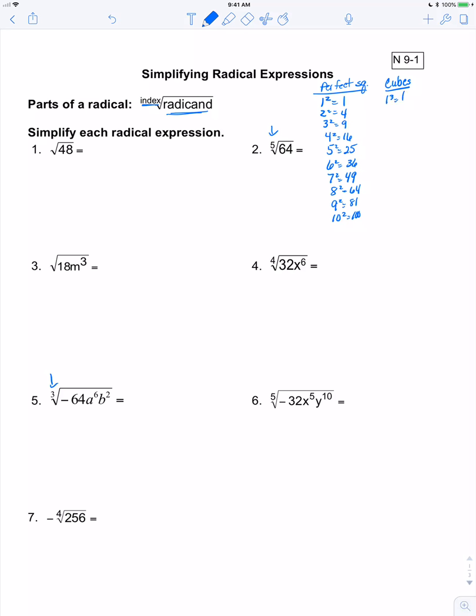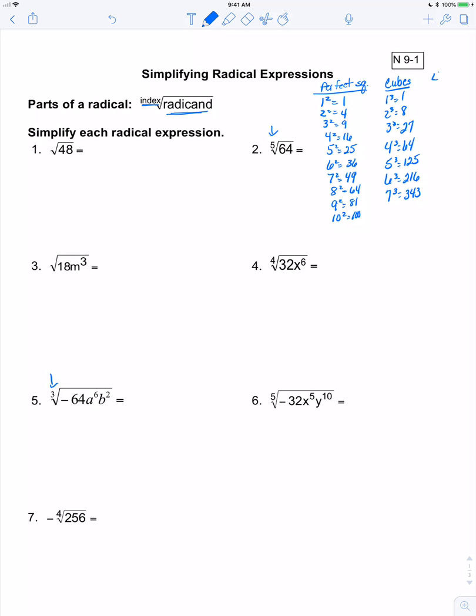Okay, so then let's go to our cube roots, our perfect cubes. So 1 cubed is 1, 2 cubed is 8, 3 cubed is 27, 4 cubed is 64, 5 cubed is 125, 6 cubed is 216, 7 cubed is 343. We could keep going, but we probably don't really need to.